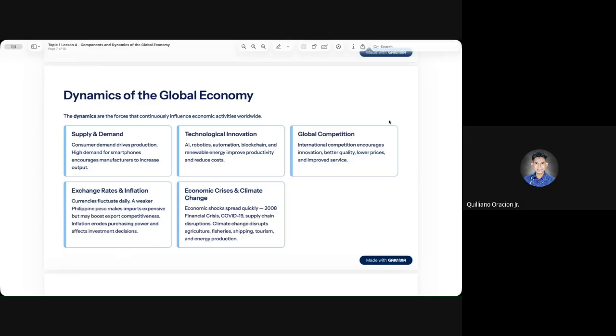Next, we also have global events. The economy is also affected by global events. Example, pandemics, wars, natural disasters, economic recessions. During COVID-19, what happened? Flights stopped. Ships experienced delays. Businesses closed. Tourism declined, meaning one event can affect the entire world.